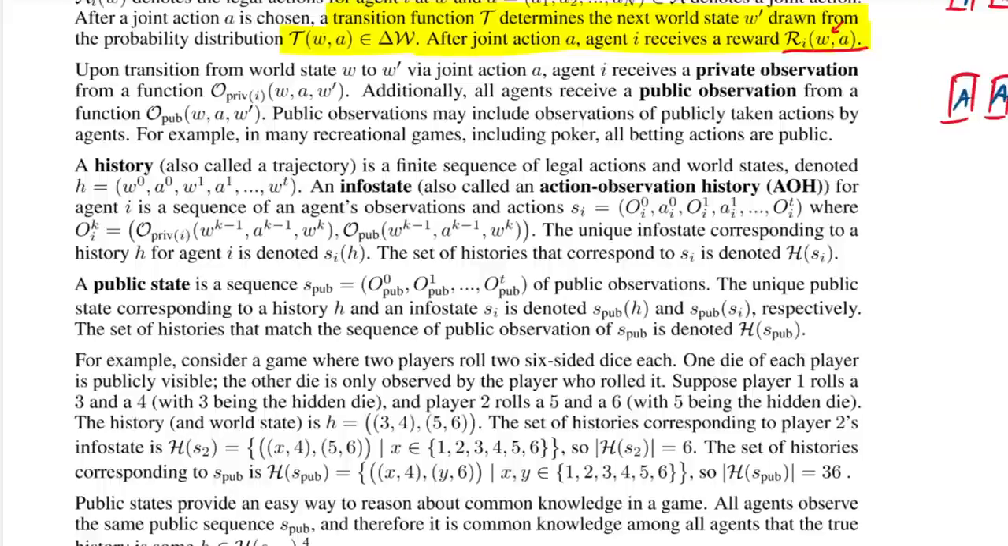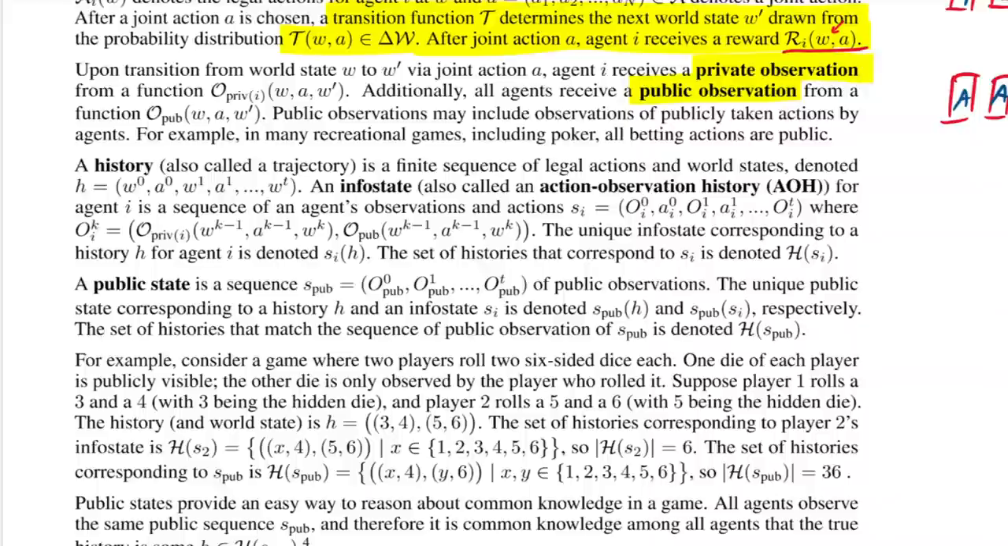All right, the next concept is the concept of observation. Since we are in an imperfect information game, an observation and the world state are not the same thing. Like in chess, you need to look at the board and that's all there is to know. So the world state and the observation are the same thing. Here, there is the concept of private and public observations.